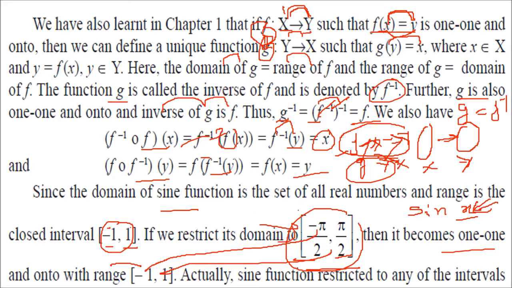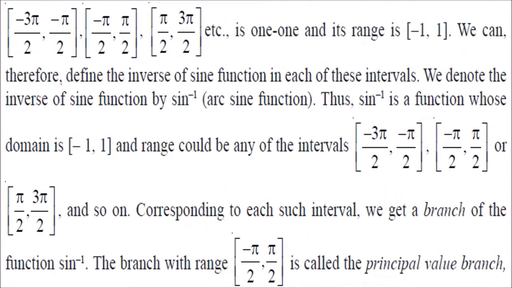Actually, this is not the only domain. We can take various domains: this one, this one, this one. These are all 180 degrees apart, and these partitions are one-one and have range -1 to 1. You can take sine at π/2 or sine at 3π/2 and get -1 and 1. So we can define the inverse of the sine function for each of these intervals only, so that the inverse exists. For the whole sine, the inverse doesn't exist, but for each partition it does.